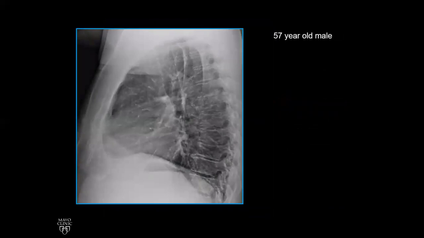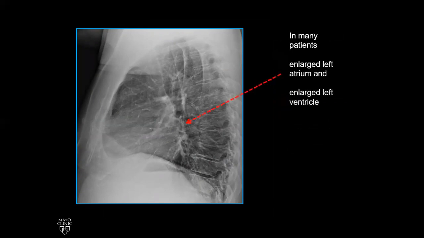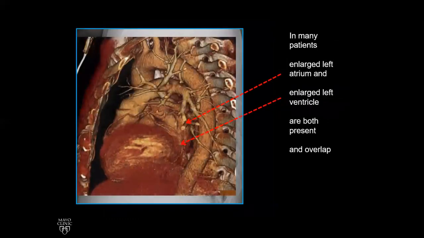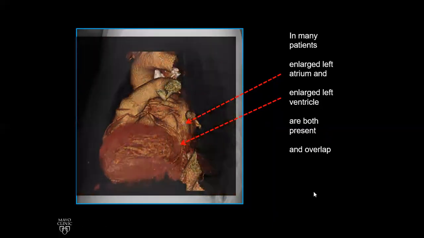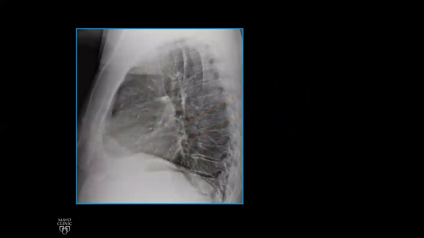Different patient, 57-year-old male with dilated cardiomyopathy. And in many patients, as in this patient, enlargement of the left atrium and enlargement of the left ventricle coexist, and they're both present and they overlap. So you get just one big contour back in the back, and you can't separate them out. All right.